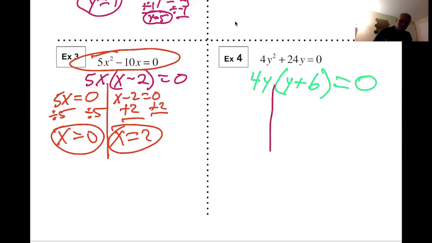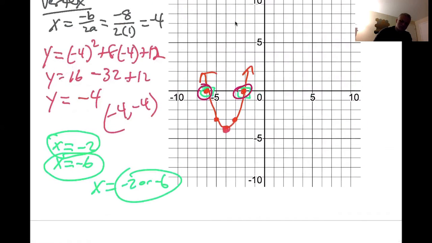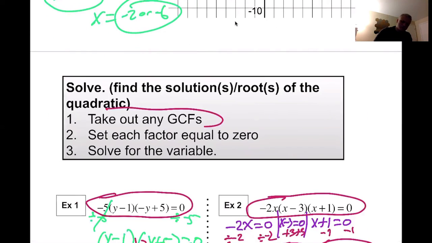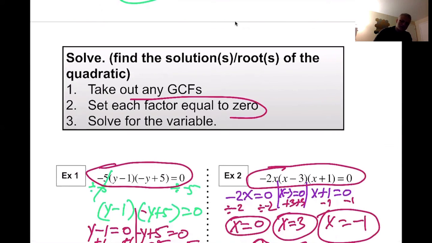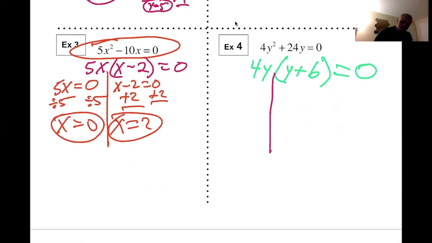So now, since we did step 1, we have the GCF taken out. We're now going to set each factor equal to 0 and solve. So 4y could equal 0. y plus 6 could equal 0.